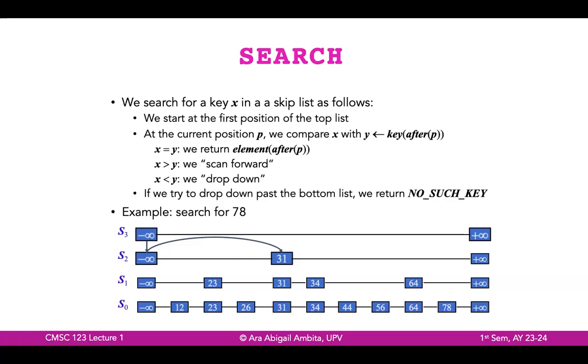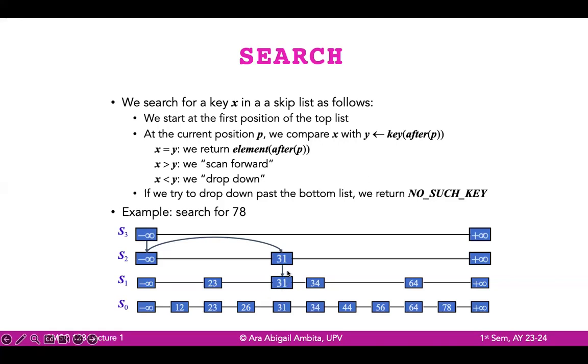Now this is P, and we compare key 78 with the element after position P, which is positive infinity. 78 is less than positive infinity, and if x is less than y, we drop down. So we drop down. Now we are on list S sub 1, and we are at current position 31.